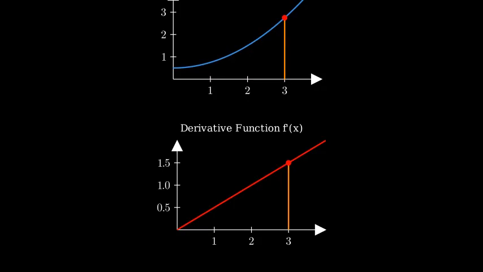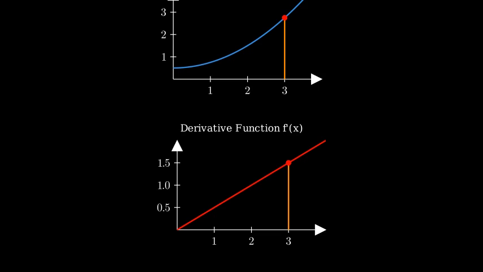Let's work through some examples to see how we calculate derivatives using the limit definition. For our first example, let's find the derivative of f of x equals x squared. Step 1. We write the difference quotient. That's f of x plus h minus f of x, all divided by h. Step 2. Substitute our function into this expression. We get x plus h squared minus x squared, all divided by h.